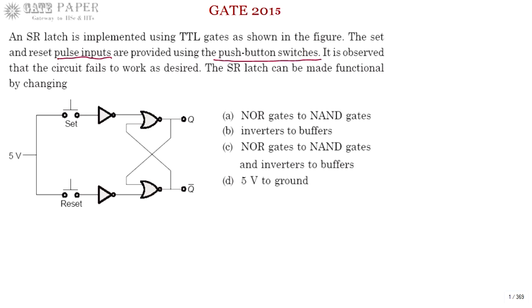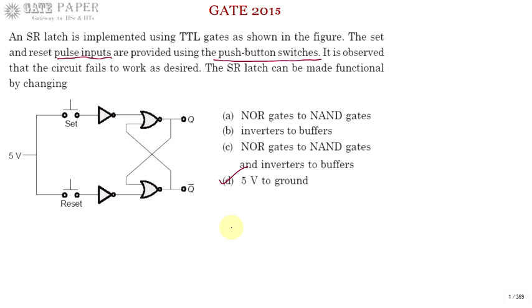So to make it work as an SR latch, what are the changes to be taken? A. NOR gate should be replaced with NAND gates. B. Inverter should be replaced with buffers. C. NOR gate should be replaced with NAND as well as inverter should be replaced with buffers. D. 5 volts to ground. Which is the right answer? The right answer for this one is D.